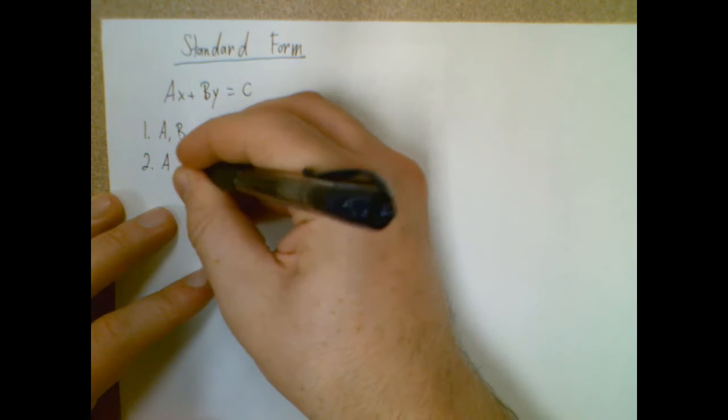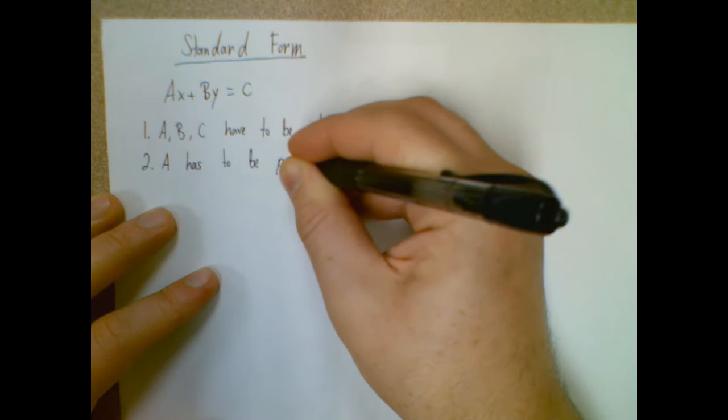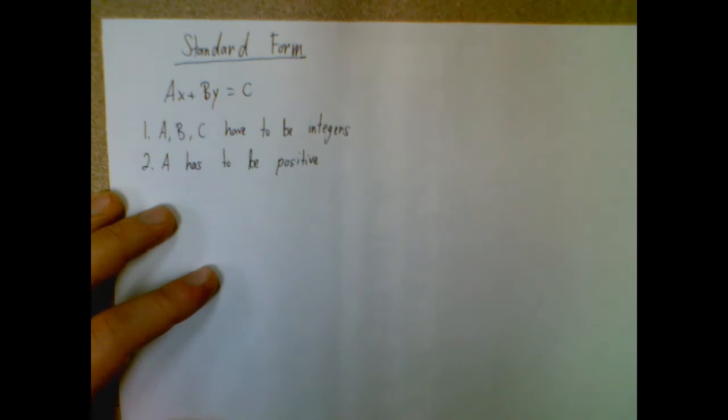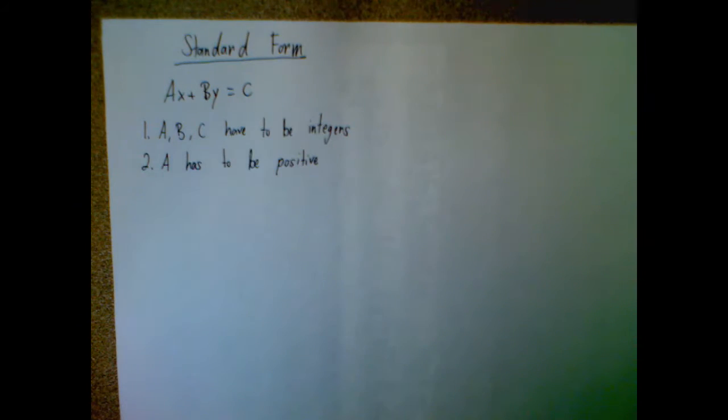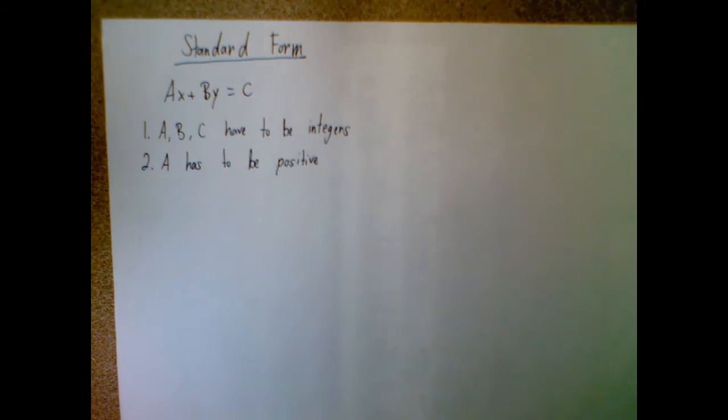A has to be positive. Okay, so B and C, if there's some negative signs, that's okay, but A has to be positive. Otherwise, theoretically, we might end up with two instances of the same thing in standard form, and we want a single option. So we do need A to be positive when we're in standard form.